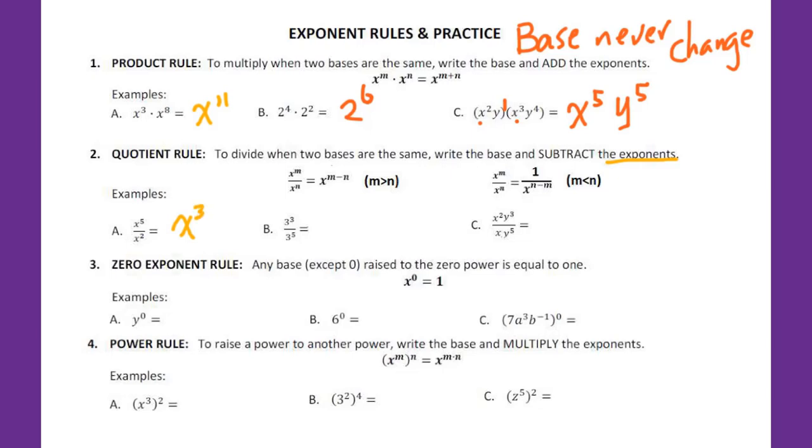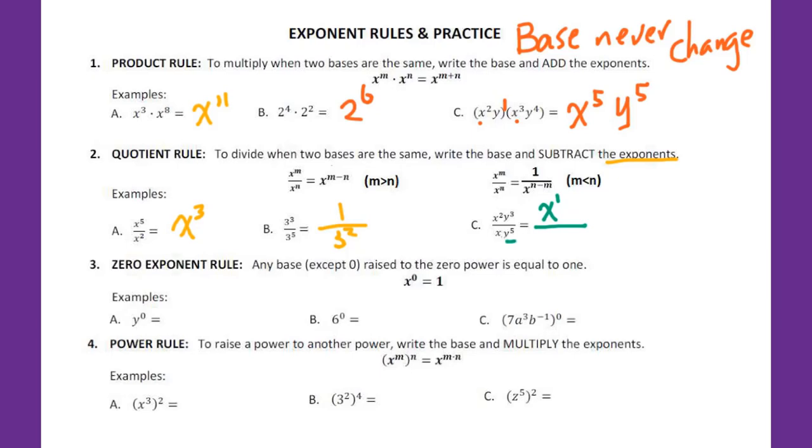But for b, 3 to the 3rd power over 3 to the 5th power, you have to use 5 minus 3. So we do 3 squared as the denominator. I got 1 from the top. For c, look at the x. X is 2 minus 1. You have to put it on the top. That's x to the 1st power.